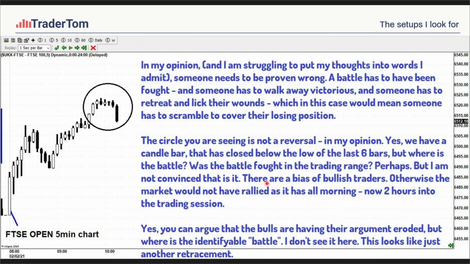There's a bias of bullish traders, hence we have a trend higher. Otherwise, the market would not have rallied as it has all morning, now 2 hours into the trading session. Yes, you can argue that the bulls are having their argument eroded, but where's the identifiable battle? I don't see it here. This looks like just another retracement.